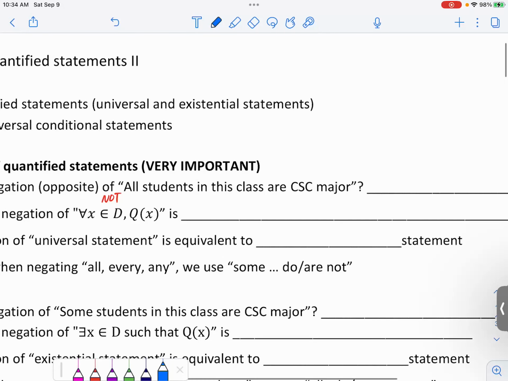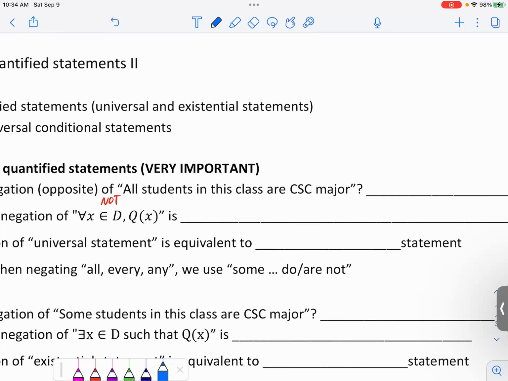Well, sometimes it might be useful to just visualize the situation. Suppose this is the class. We have 5 students, A, B, C, D, E, right? So now think about this carefully. Not all of them are computer science majors. So it is equivalent to say that somebody has to be not a computer science major. At least one of those is not a computer science major. That's what this is saying.